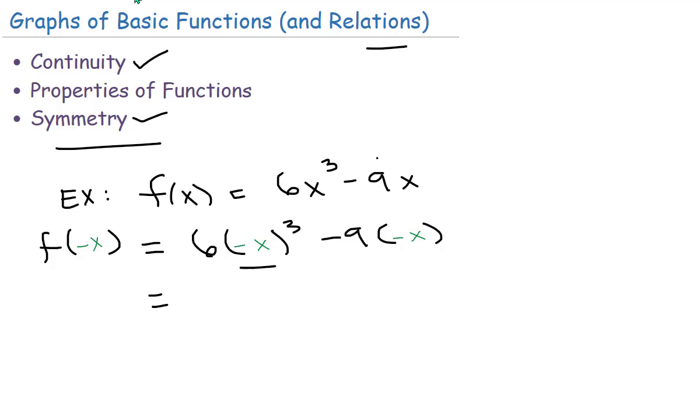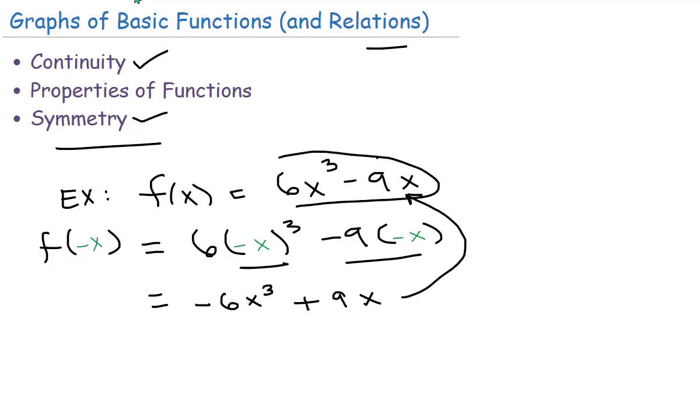Alright, so right here, this is something negative multiplied 3 times, so that stays negative. Negative times a negative times a negative. So that becomes negative times 6, so negative 6x cubed. And then over here, this is a negative times a negative, which is positive. Okay, so that's our resulting function. Notice if we look back here, it is definitely not the same as the original. Okay, it does not look like the original exactly. We're off by some signs here.